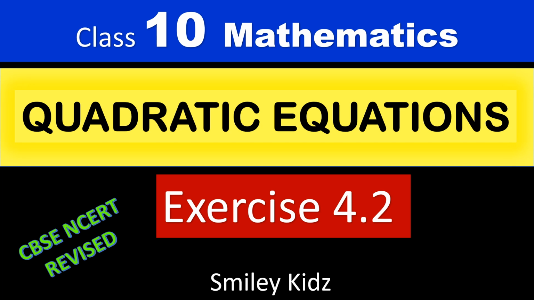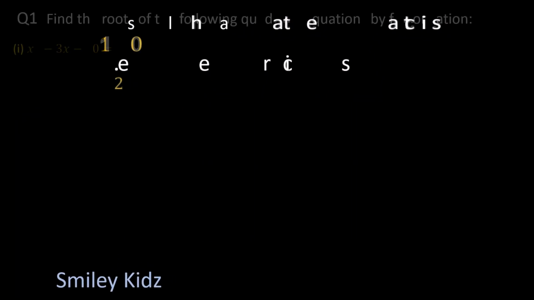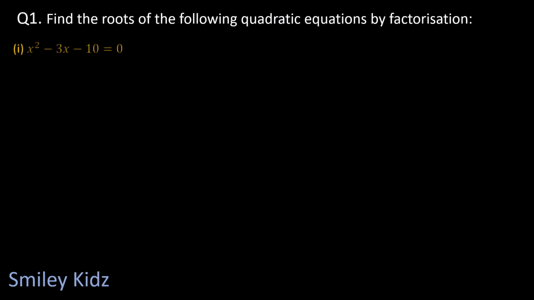Today we're going to see quadratic equations exercise 4.2. So let's quickly jump into the video. Question number 1. Find the roots of the following quadratic equations by factorization. In that we have the first sub-question as x squared minus 3x minus 10. So here we're going to use the factorization method or simply splitting the middle term method.